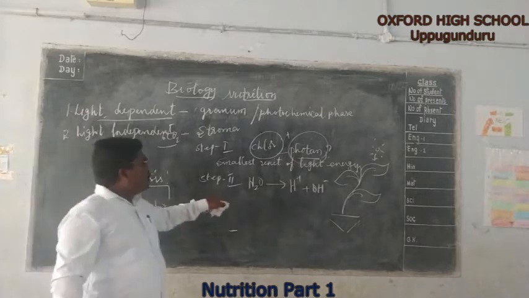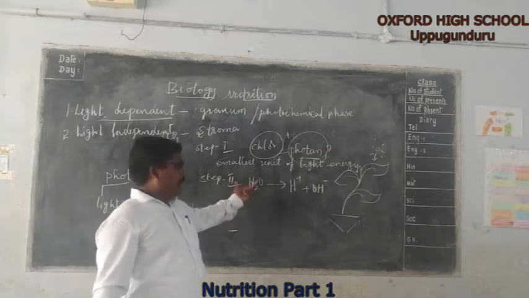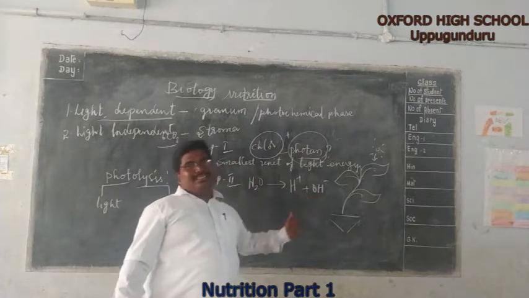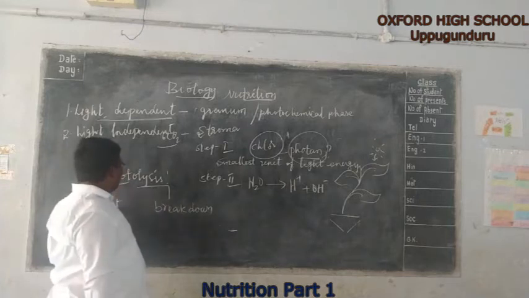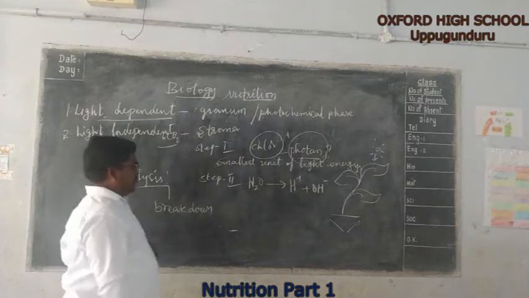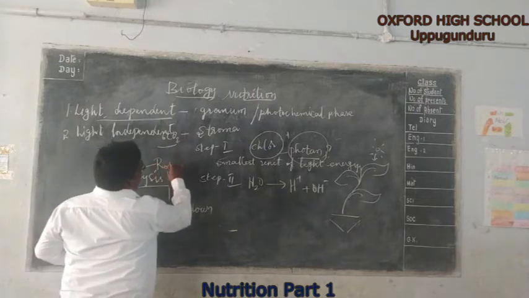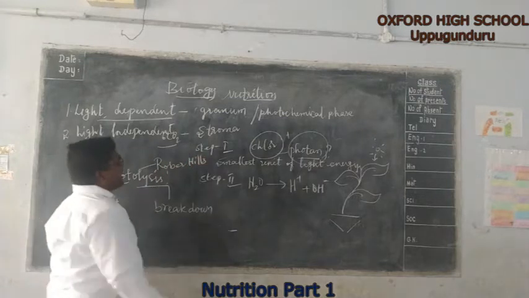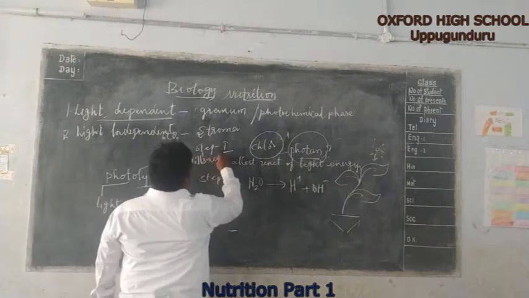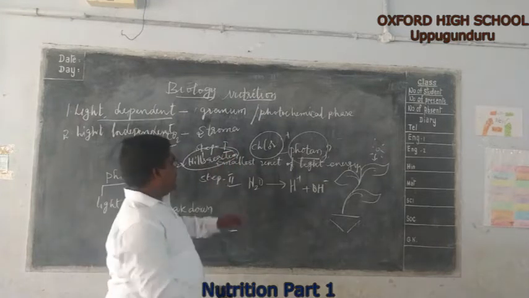So, in step 2, the water molecule is divided into hydrogen and hydroxide. This is also known as photolysis here. Photo means light, lysis means breakdown. This reaction was discovered by Robert Hill, so it's also known as Hill's reaction. Okay, that is step 2.